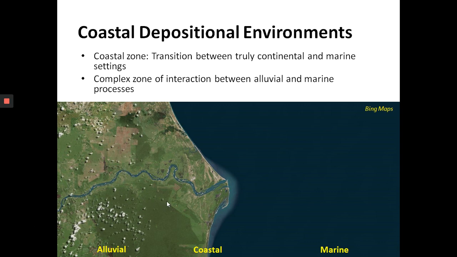And then offshore, you have truly marine conditions. This is salt water, you have marine living organisms and marine processes dominating. This is offshore, part of the South China Sea. Now, in the middle here, you have the transition zone, the border, if you like. And you have complex interaction between alluvial processes and marine processes, which makes the coastal depositional environment arguably one of the most complex environments in clastic sedimentology.